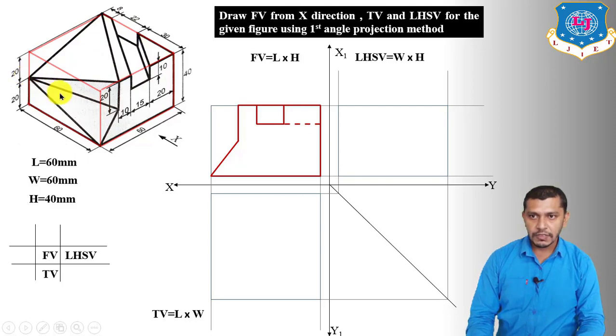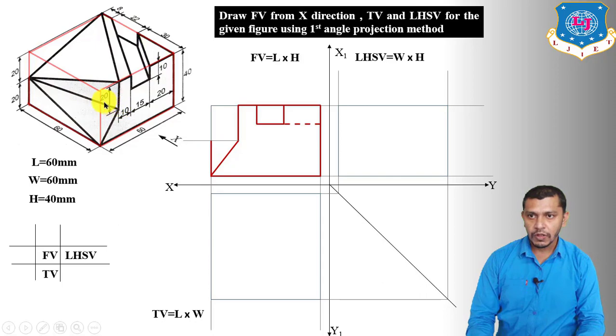This point will give us the projection over here in the front view, 20 mm below the top edge, 20 mm above the bottom edge. So it will give us the exact projection at this point. So we have to connect all these slant edges at this point. Starting from the first slant edge, this point is going to be projected over here and this point is going to be projected over here. So this slant edge will give us a vertical line in the front view.